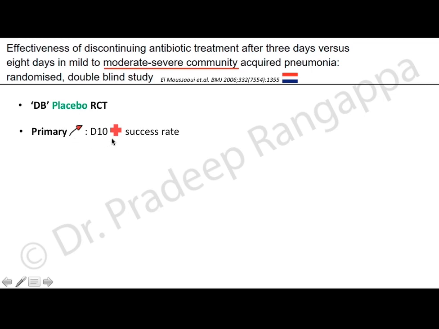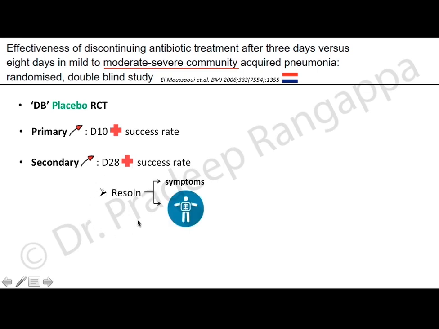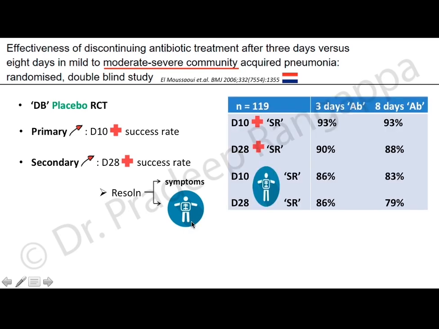Primary outcome is to look at day 10 clinical success rate. Secondary outcome is to look at day 28 clinical success rate, and resolution of symptoms and radiological findings. So look at the results. A fantastic study. 119 patients.